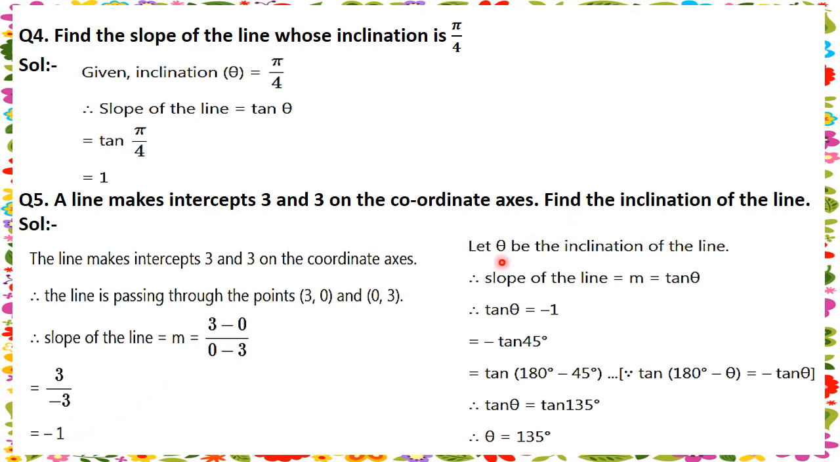Now let theta be the inclination of the line, then slope of the line is equal to tan theta, and we have already got the slope here, minus 1. So tan theta is equal to minus 1. And we have tan 45 is 1. So we can write minus of tan 45. And from the trigonometric formula we have tan of (180 minus 45) is minus tan 45. So tan theta is equal to tan (180 minus 45), which is tan 135. So theta is 135 degrees.